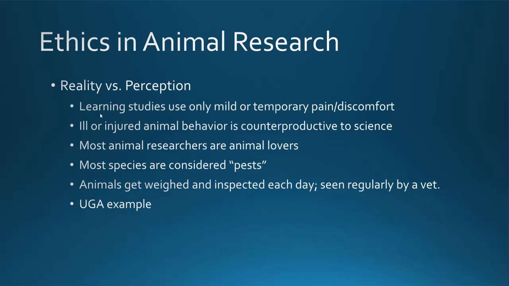So if we're talking about the learning studies in our class, we're talking about ones that only use mild or temporary pain or discomfort. So really the laboratory animals have a really good life in terms of, like, they're working for food and things like that, but they're generally happier and healthier than animals out in the wild. The other thing is that ill or injured animals are counterproductive to science. So even if you want to believe that the scientist doesn't care about animals, they would care about their science. Otherwise, why are they doing the research study? And to have ill or injured animals, that's counterproductive to you being able to get good data on animal behavior. It's just not representative of what you're trying to study.